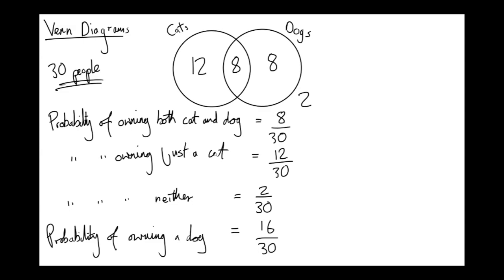If I was to say what's the probability of owning only a dog, that would be 8. But because I've said owning a dog, it's both of these. So you've got to be really, really careful when you look at these questions.